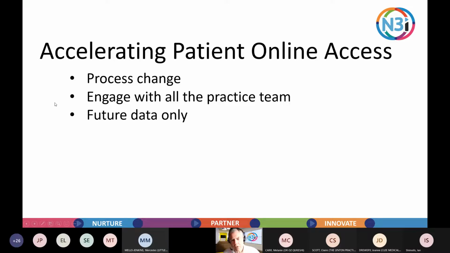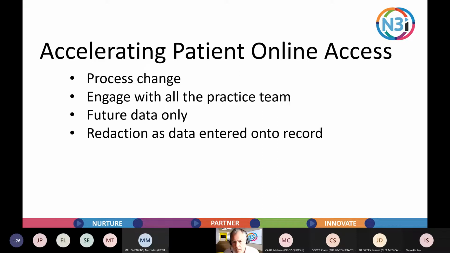Bear in mind, it's future data only, so it's not too much worry about previous data at the moment. And you're redacting data as it's entered onto the record in real time. Now that's the big challenge, I'm sure. Although, again, I'm going to talk about redactions specifically in a moment, there isn't a huge amount of data that needs to be redacted.